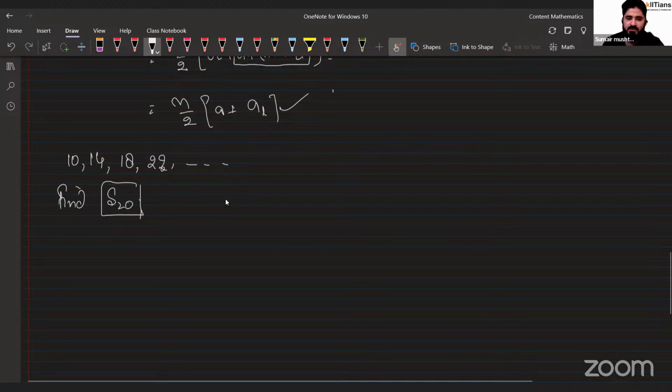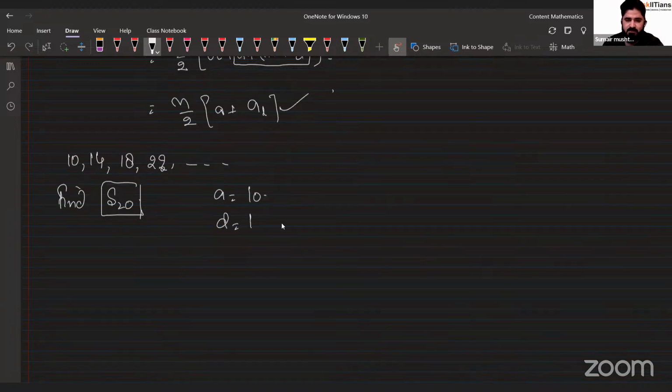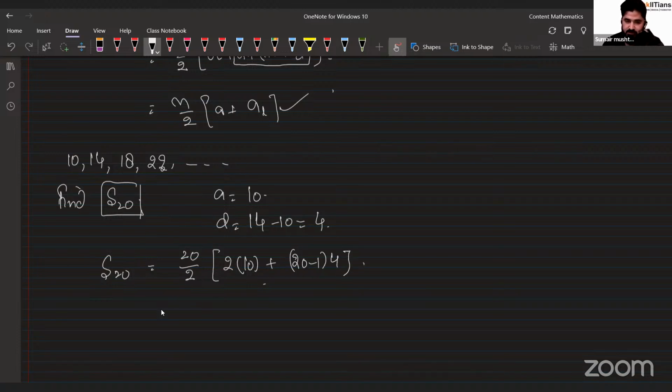First of all, let me know what's a here. First term is 10. What's the common difference? That is 14 minus 10, that's equal to 4. Right? So what will be S20? That's equal to 20 by 2, 2a, 2 times 10 plus (20 minus 1) into d. I think you can easily do it, isn't it? Can you do it?